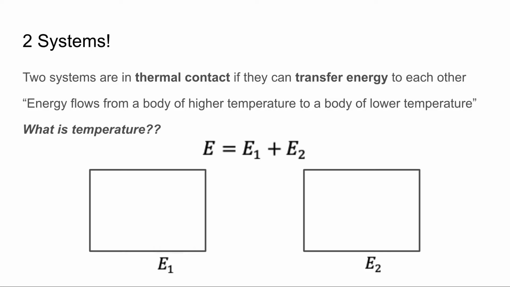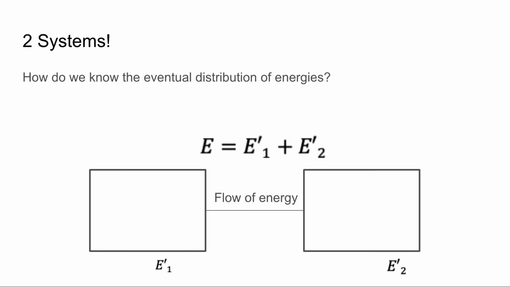So you can imagine that the first one has energy E1, the second one has energy E2. Then the total energy is just the sum of the two energies. Then let's say I allow energy to flow between them, not particles but just energy. So we know that the total energy E is still conserved. But eventually, since energy flows between them, how much energy will eventually be allocated to each box?